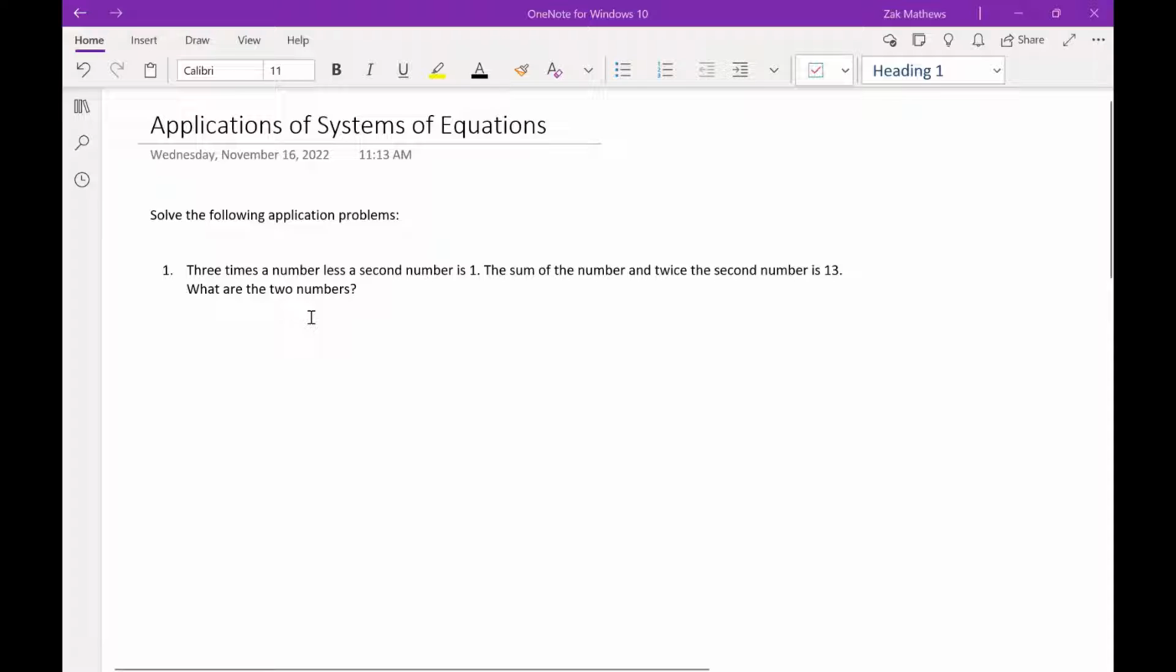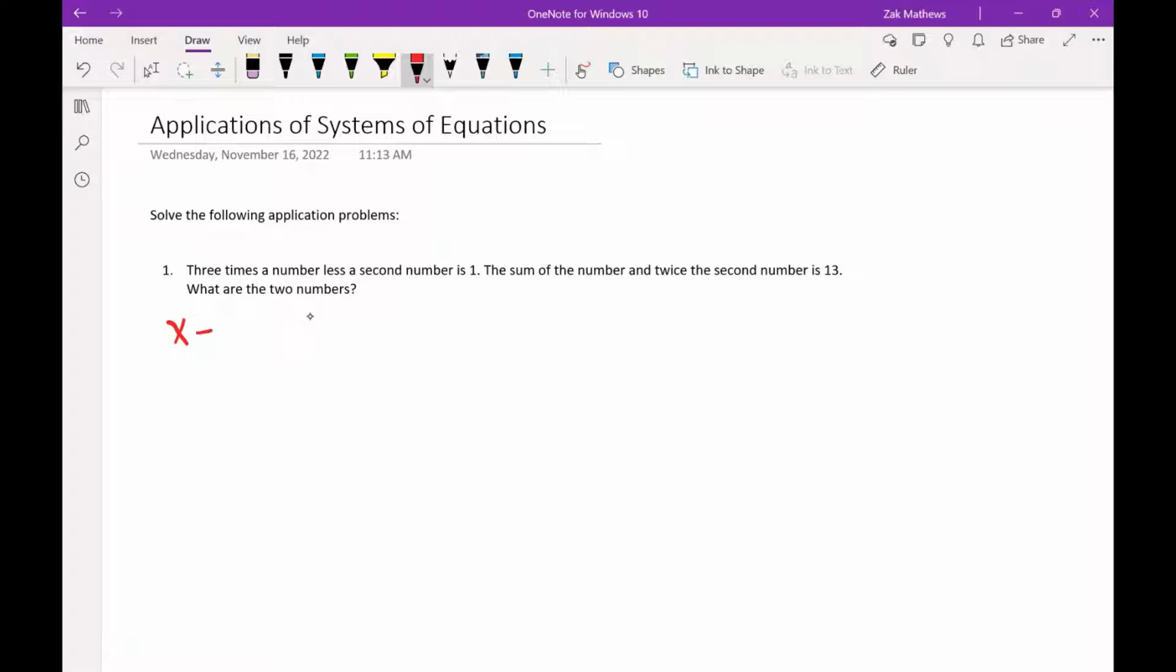It's always a really good idea just to start off by labeling what things are representing. So I'm going to let x represent the first number and y the second. This makes it a lot easier, one, when we're setting up our equations, and two, when we're trying to figure out what the things we just found were.